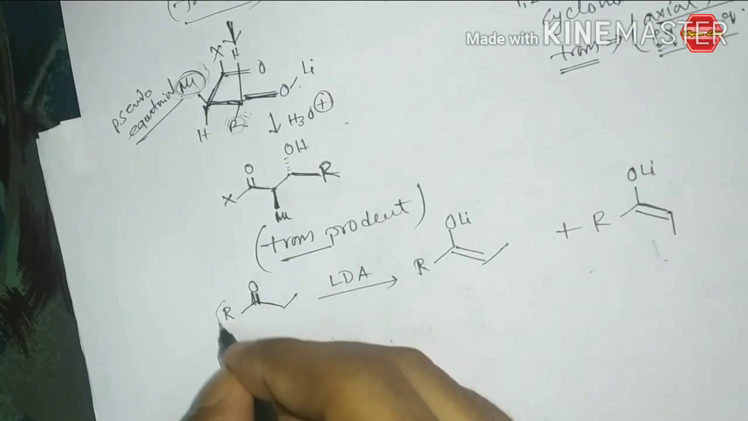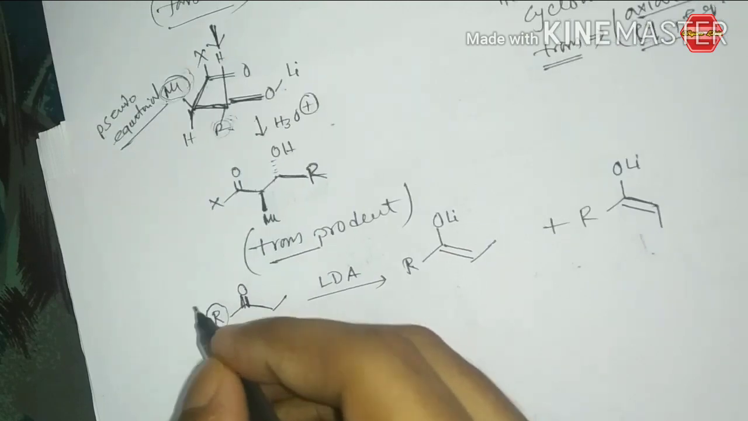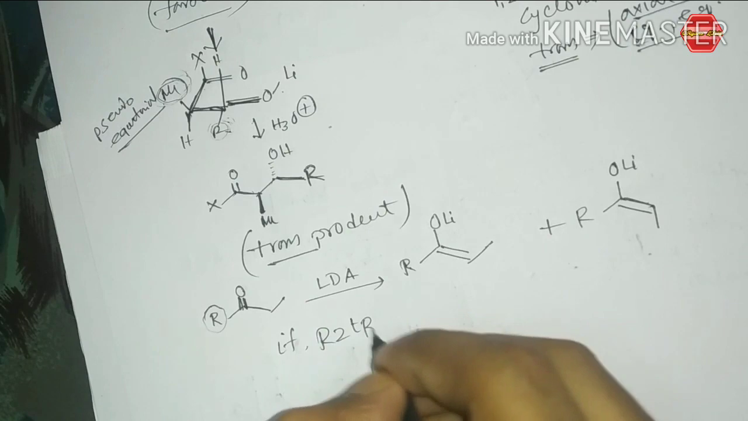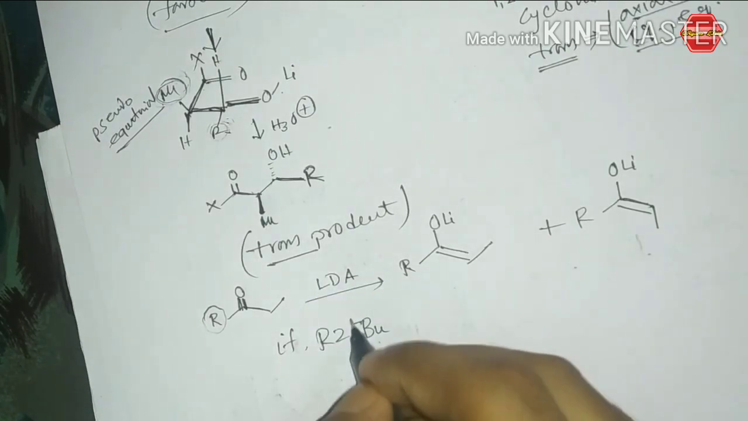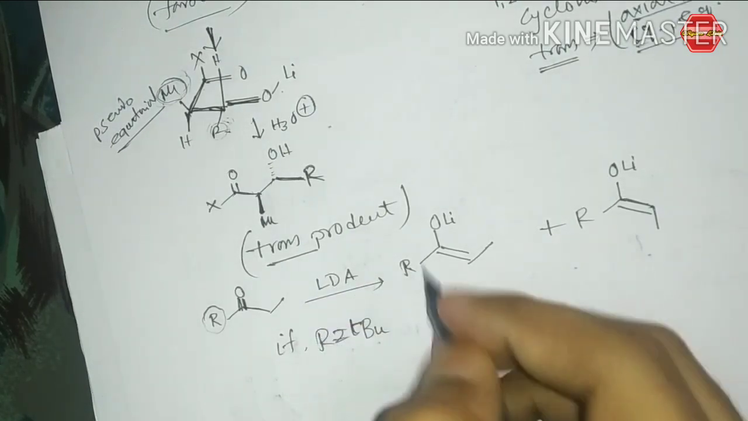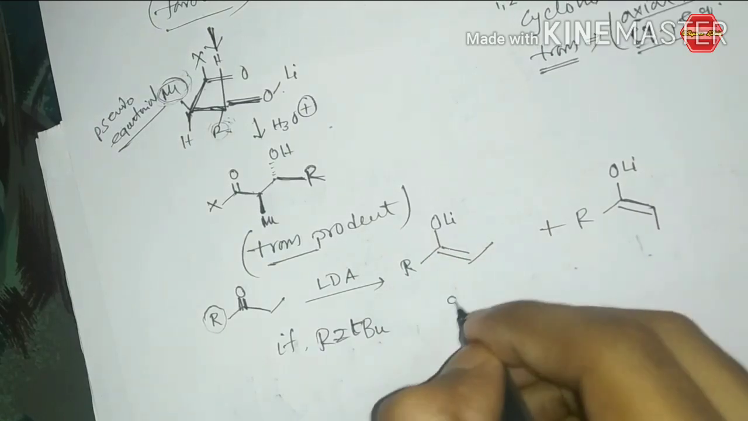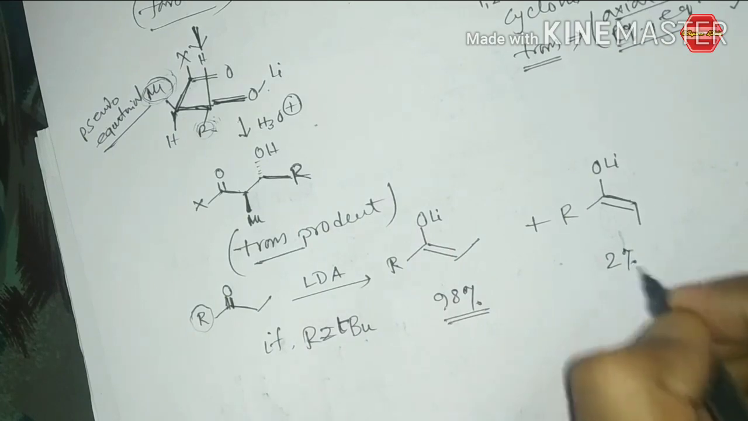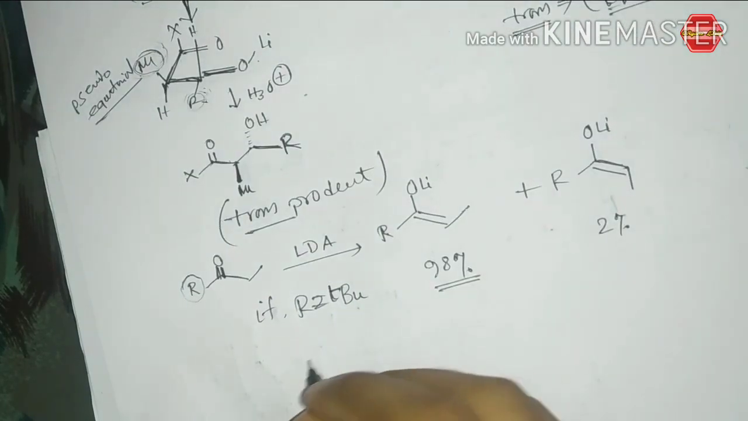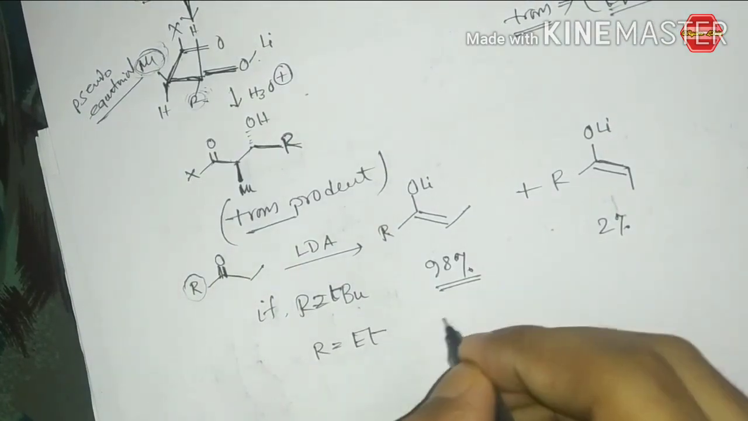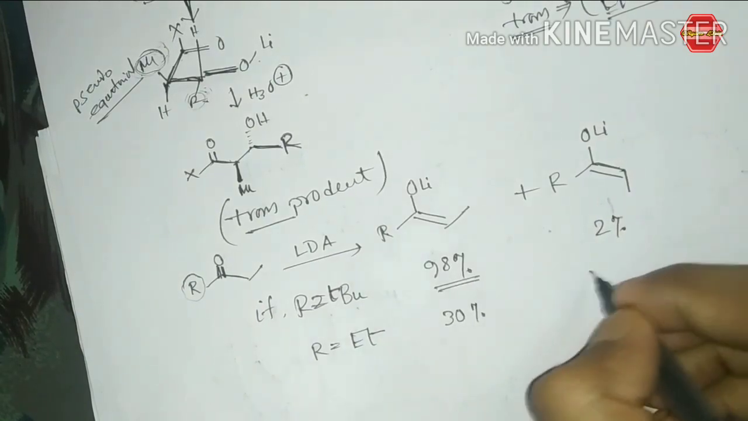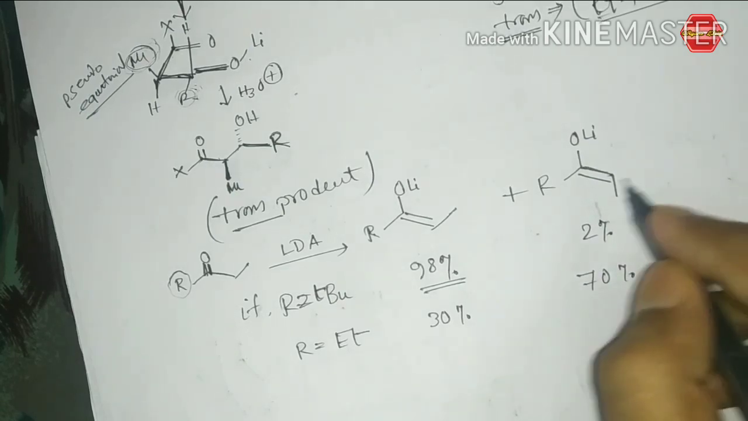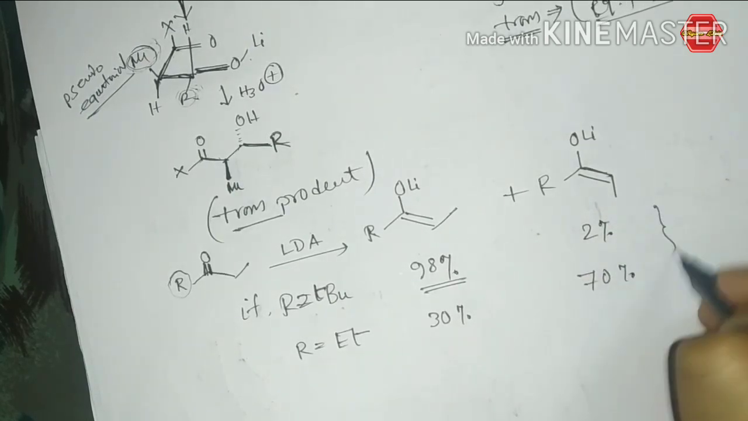The R group may vary. If the R group is tertiary butyl group, that is a large and bulky group, that's why this product is obtained in 98%, but this product is obtained in 2%. But if the R group is an ethyl group, then this is 30% and this is 70%. Now see why this type of percentage of product occurs.